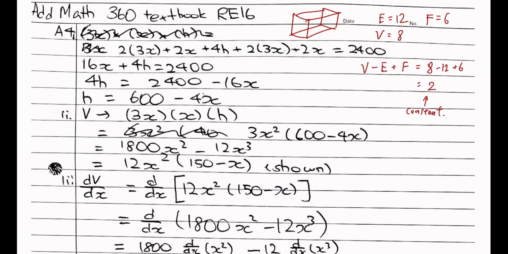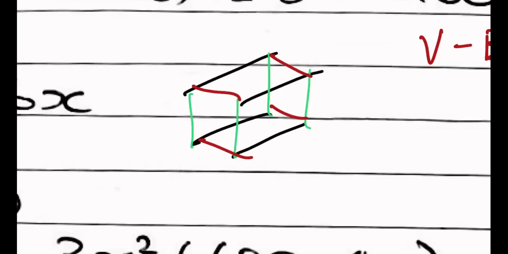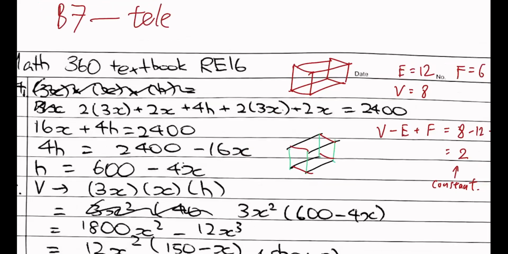You see? 1, 2, 3, 4. Can you see that? Right, so you have 4 times of the same length. So you can actually also write it as 4 bracket of 3x plus x plus h. A bit faster. But anyway, your working is fine.